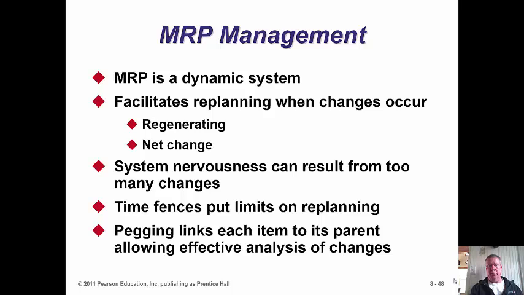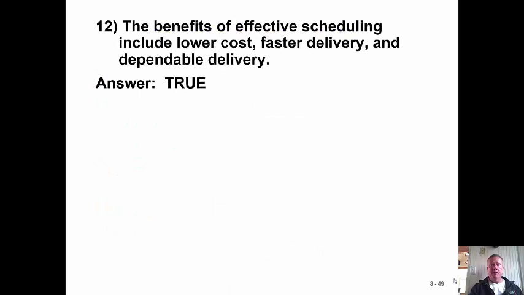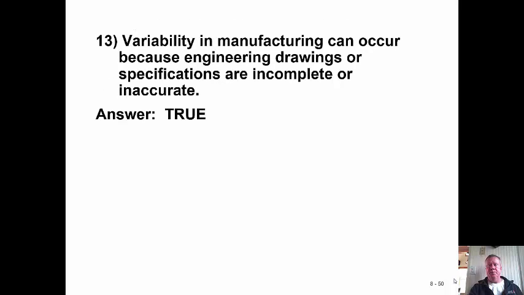Right in there, those third and fourth bullets, system nervousness and time fences, are the concepts we're trying to capture there. Benefits of effective scheduling. Yep. So again, not a great question, but it does lead back to the scheduling bit, and that's why this is one of the ones on the sample and not on the actual test. But do know that bit about time fences and system nervousness.